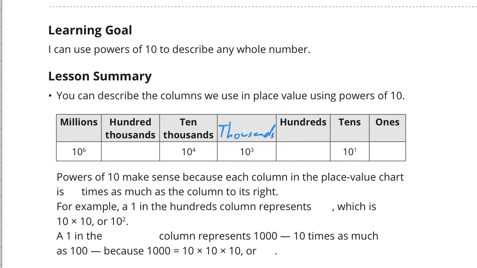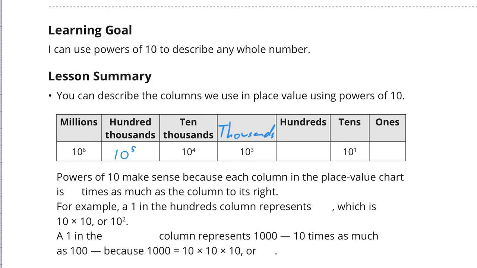10 thousands is 10 to the power of 4. 100 thousands, if we continue that pattern, I think we can see that it's 10 to the power of 5, followed by millions, which is 10 to the power of 6. It's a 1 with 6 zeros after it. 100 thousands is a 1 with 5 zeros after it. You can see the pattern here, right?